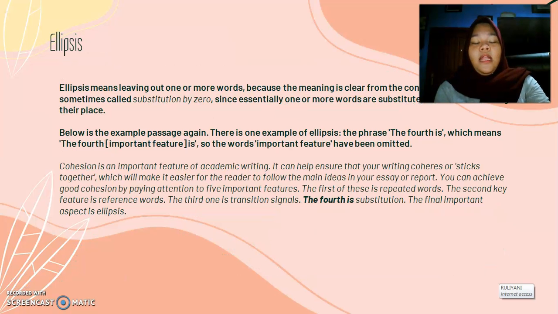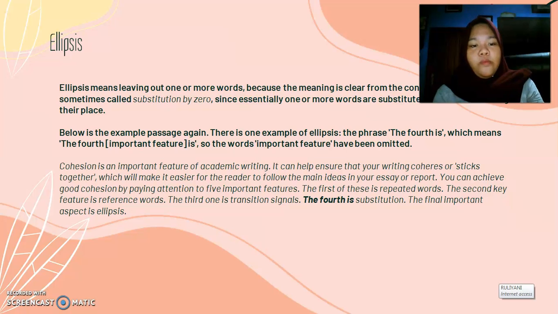Ellipsis means leaving out one or more words because the meaning is clear from the context. Ellipsis is sometimes called substitution by zero, since essentially one or more words are substituted with no word taking their place. Below is the example again. There is one example of ellipsis. The fourth is, which means the fourth important feature is, so the words important feature have been omitted.